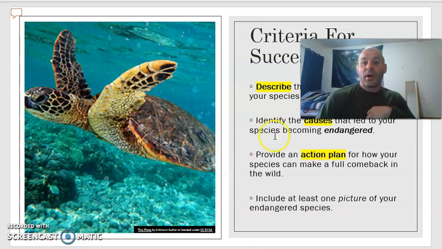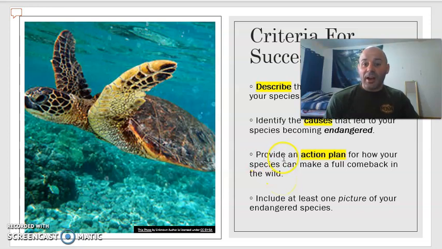Then I'm going to talk about what causes led that species to become endangered. So identify the causes that led your species to become endangered. In the case of the sea turtle, the green sea turtle or the leatherback sea turtle, a lot of times I know they were caught in fishing nets, and because they need to breathe air, oxygen, they would get trapped underwater, tangled in the fishing nets, and die that way. And that's a way that led their numbers to get low enough to be considered endangered.